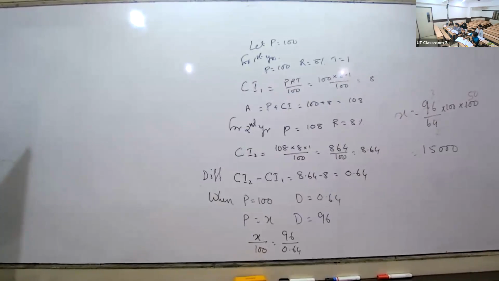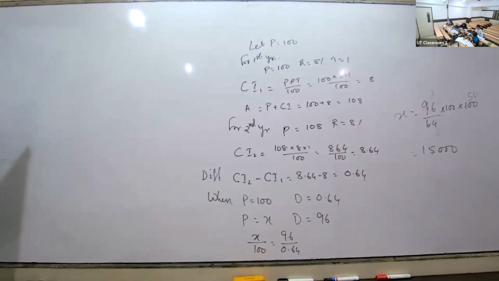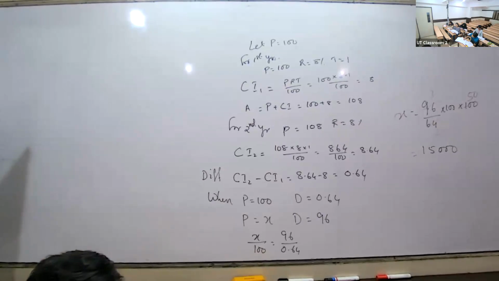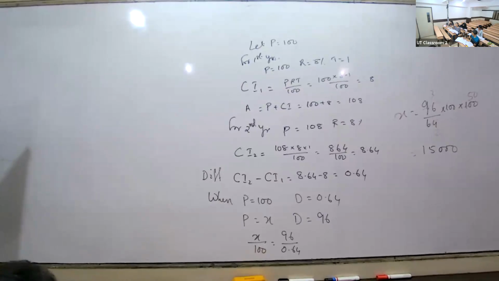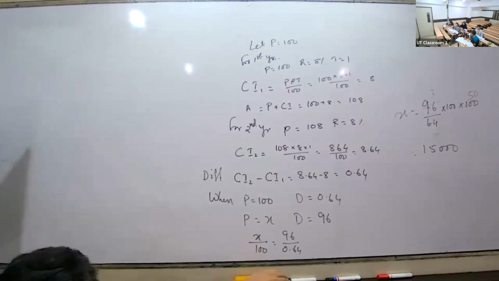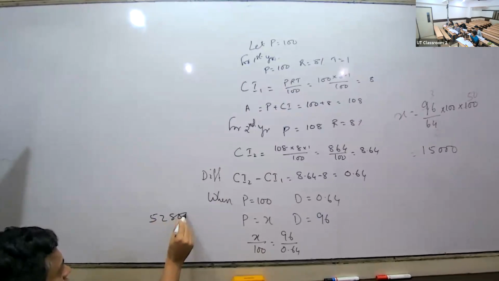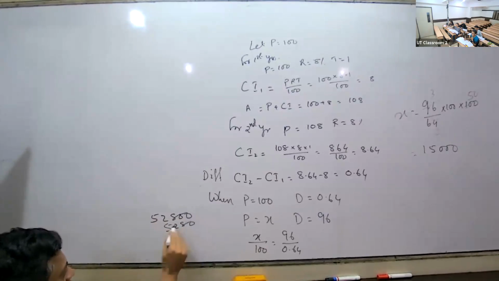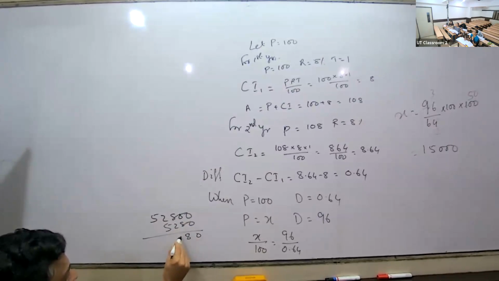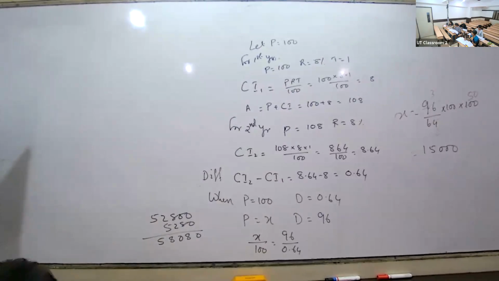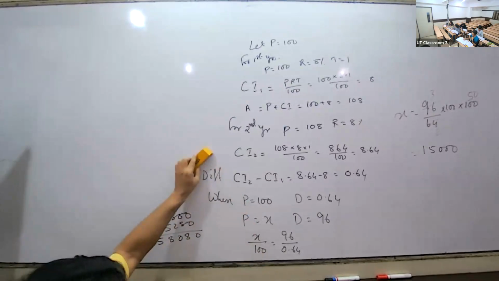Don't make a mistake. Check once again. Is it 57,880 or 58,080? Adding 52,800 and 5,280 gives 58,080. So finally I have to come and add it now. 58,080. Enough.